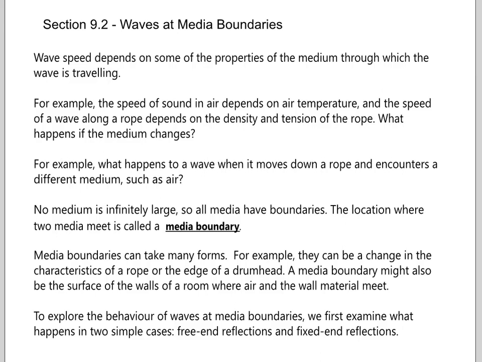So wave speeds depend on some of the properties of the medium through which the wave is traveling. We've talked a little bit about that. So the speed of sound, for example, depends on air temperature. The speed of a wave along a rope or on a guitar string depends on the density and tension of that rope or string. So what we haven't talked about yet is what happens when the medium changes.